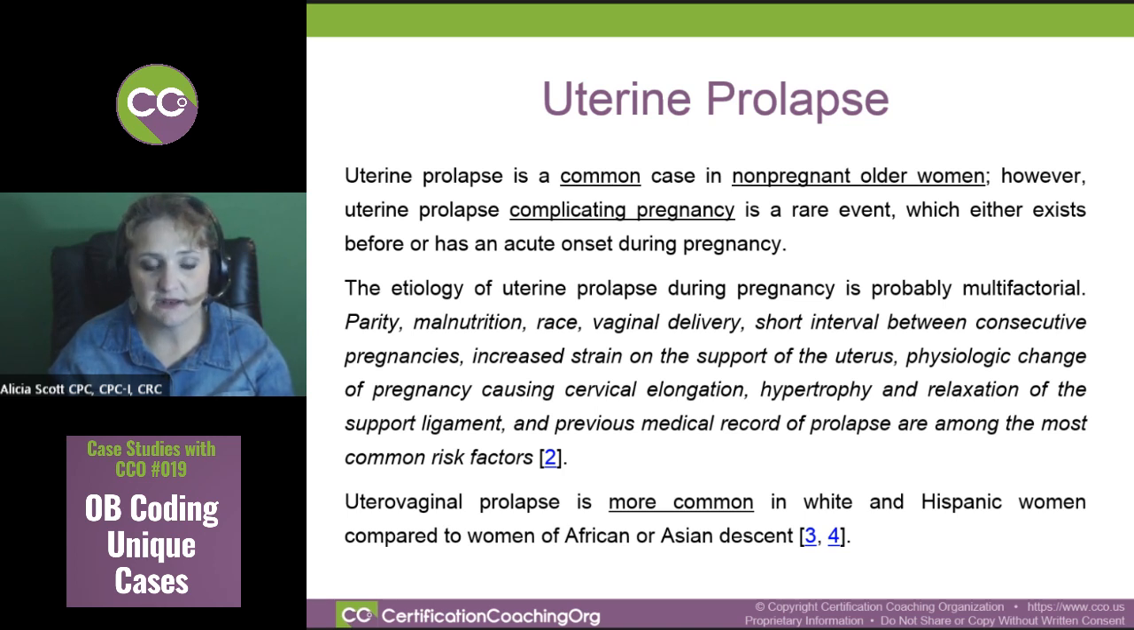More common is to have uterovaginal prolapse. If you look at characteristics, white and Hispanic women have it happen more often than African and Asian descent women. So I thought that was pretty interesting. I wanted to make sure that was there.